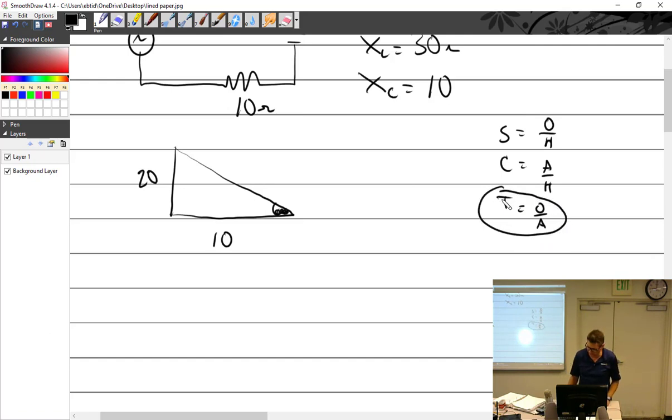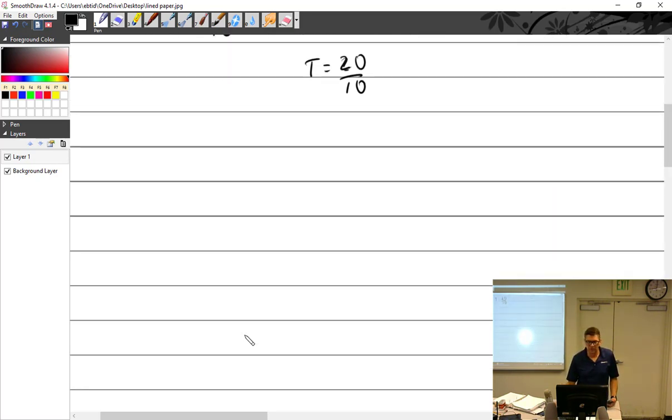The way we do this, I'm going to have to do it with my calculator first because I switched calculators. So SOHCAHTOA, we have tangent equals the opposite, 20 over 10. So that's 20 divided by 10. On your calculator, you're going to go second function, a little blue one up here. Then you're going to hit tan.